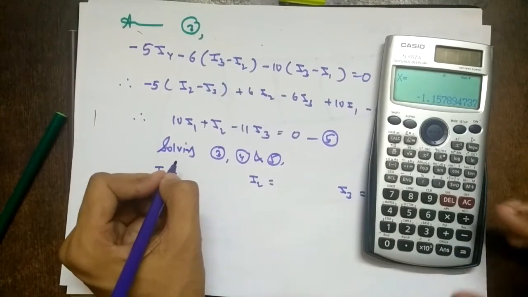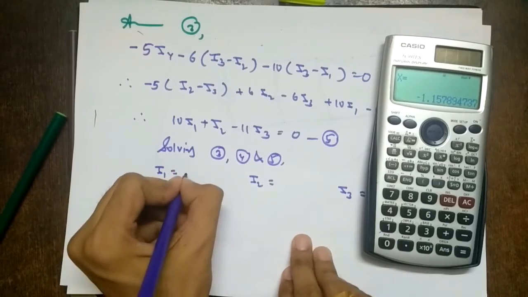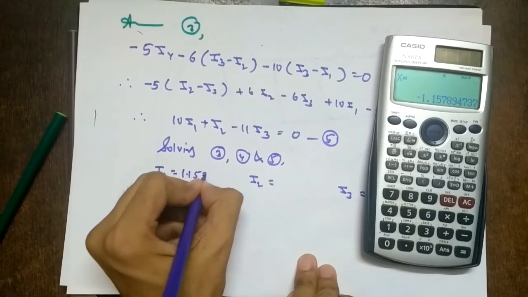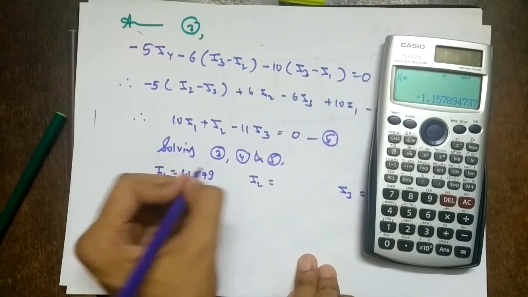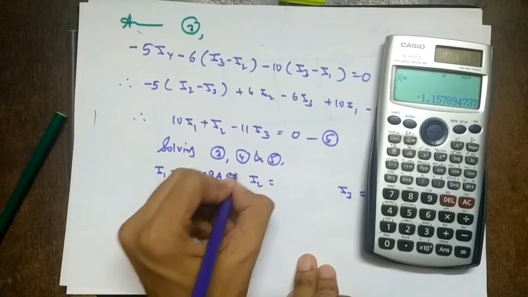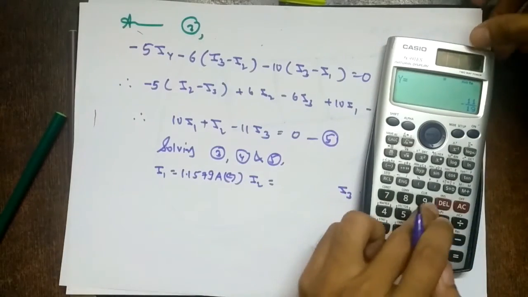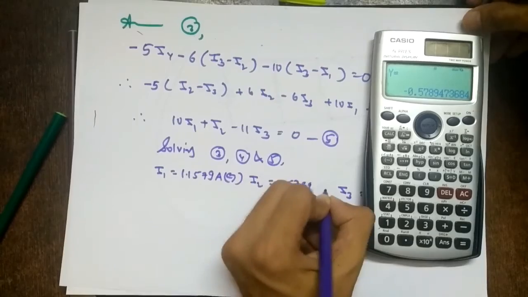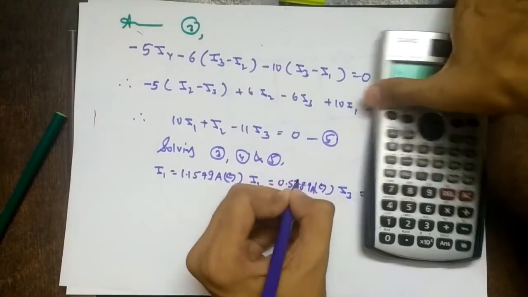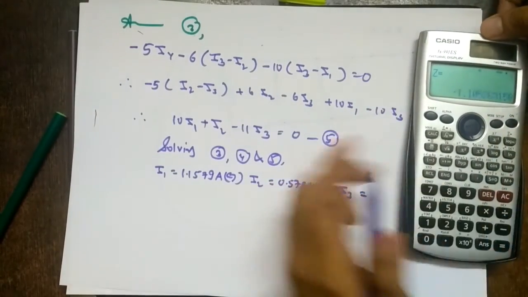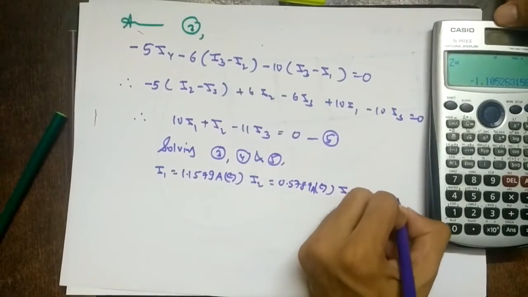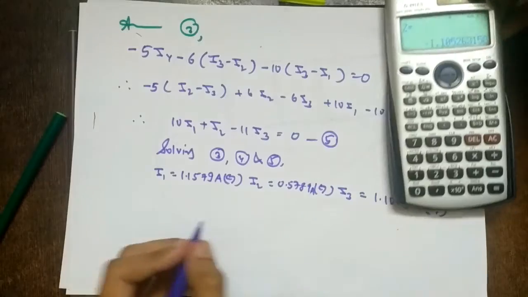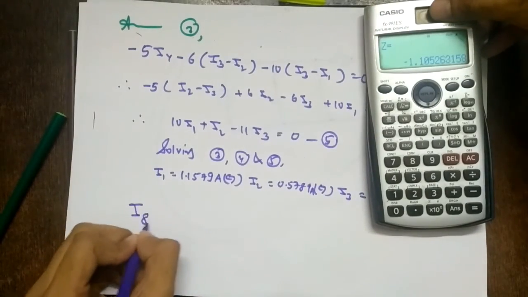So I1 is minus 1.1579. I am directly writing plus value. You have to start with minus and then make it plus. So 1.1579 amperes anti-clockwise. I2 is 0.5789 amperes anti-clockwise. Don't forget the units. And I3 is 1.1053 amperes anti-clockwise. But we have to find current through 8 ohms.